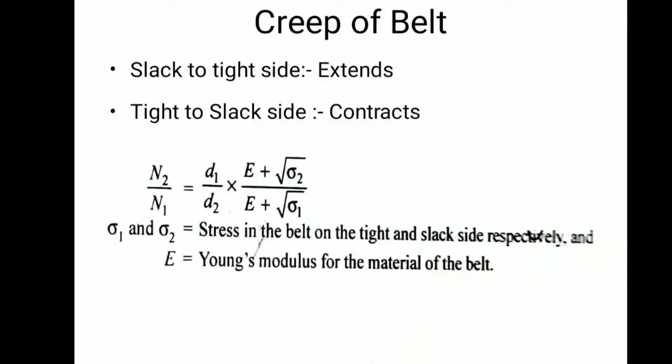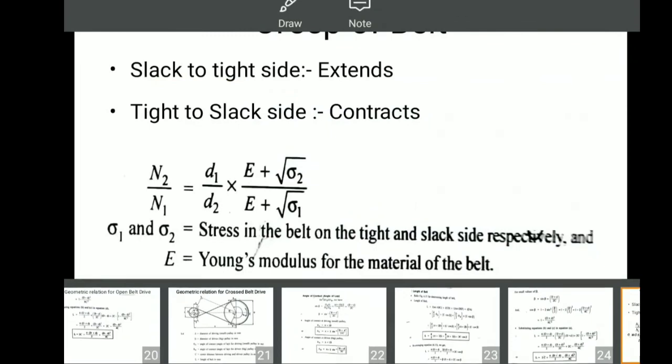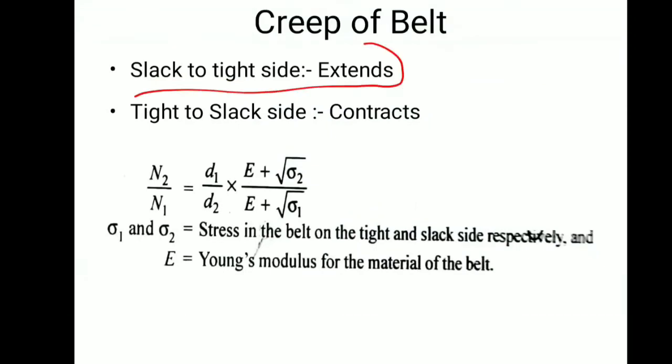Now in short, when the belt is moving from the slack to the tight side, some part of the belt can extend, and again when it is moving from the tight to the slack side, contraction occurs in the belt. So this relative motion between the belt and the surface of the pulley is called creeping.